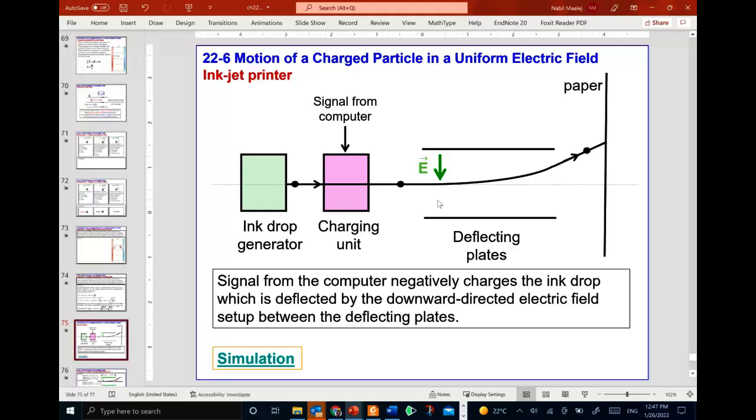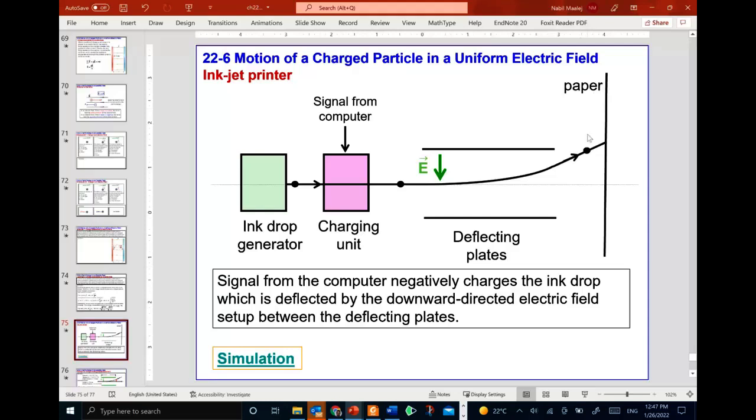Let's assume it's establishing an electric field from the positive to the negative plate. The charge is negative, so the force on this negative charge is going to be opposite to the electric field, so it's an upward force. That's why this drop will deflect in the upward direction. You can see here, this is deflecting upward. So the signal from the computer negatively charges the ink drop, which is deflected by the downward directed electric field set up between the deflecting plates.